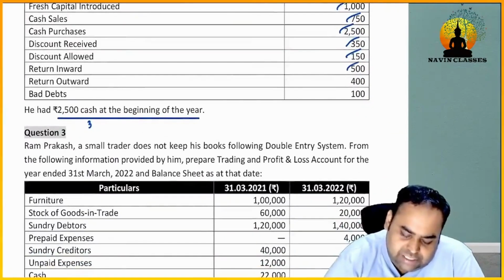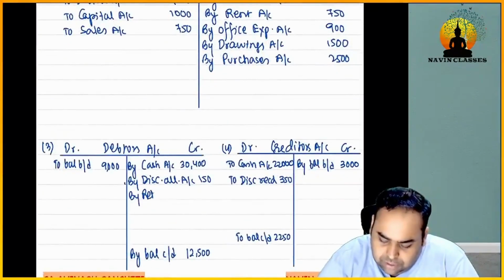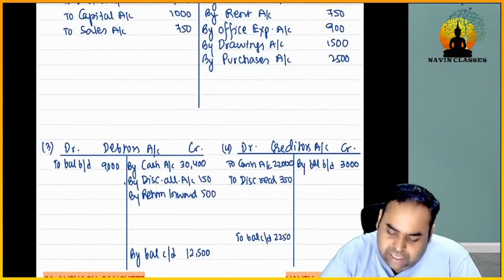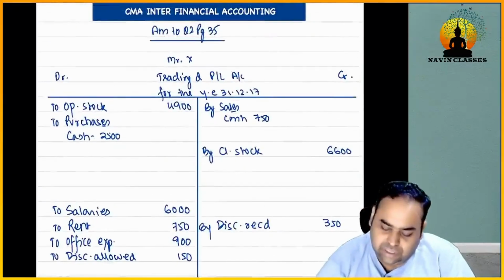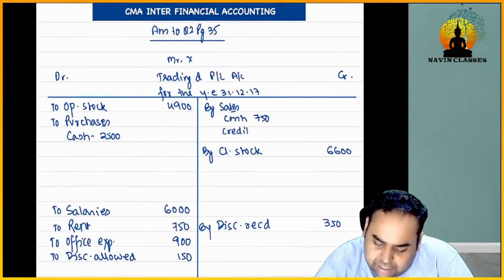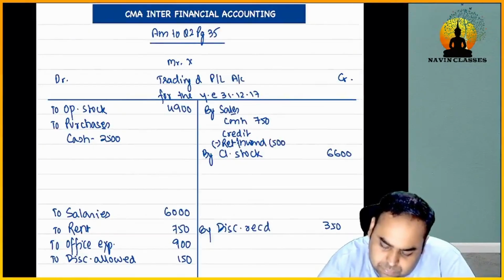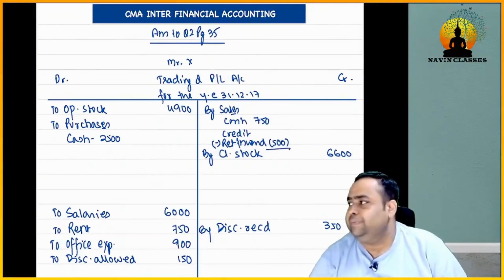Return inward, sales return, so it goes to the debtor account. By return inward 500. We know that this return inwards will be lesser than sales. Credit sale is currently unknown. Less return inward. The return inward is 500. Return inward is lesser than the sales.